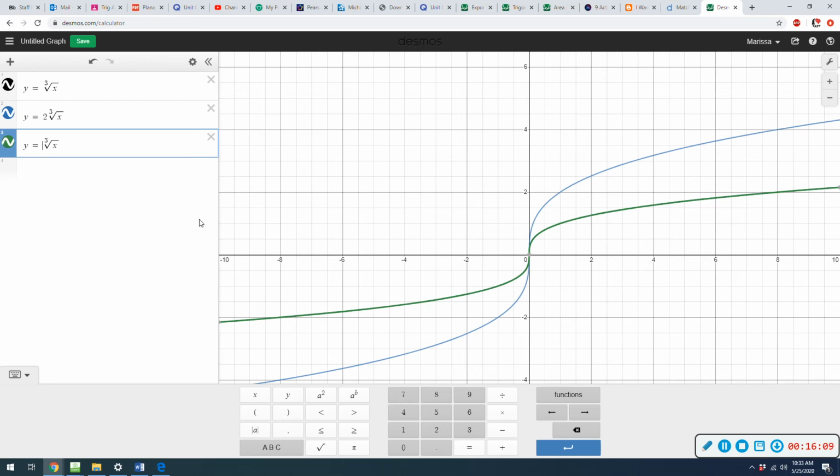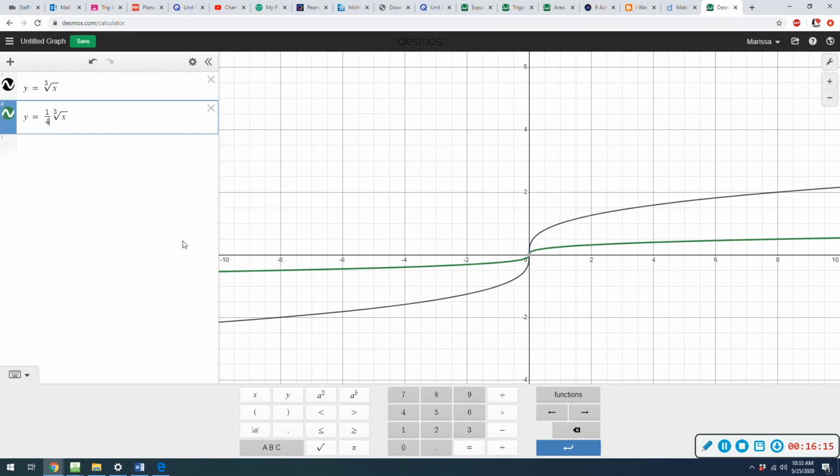So if I take this one and maybe multiply by a fraction, like a fourth, let's get rid of that blue because this is kind of a confusing thing to look at.